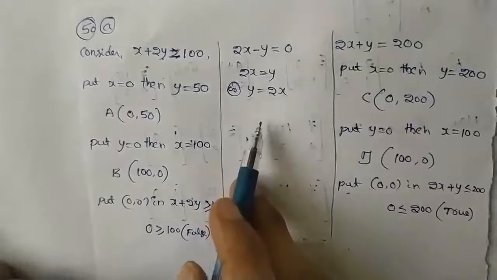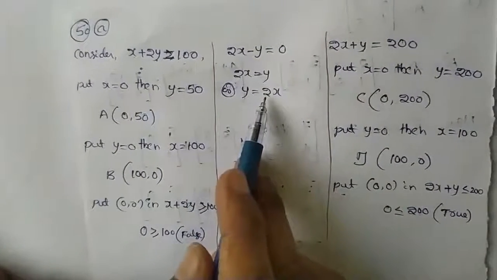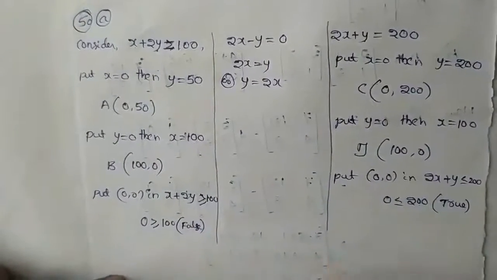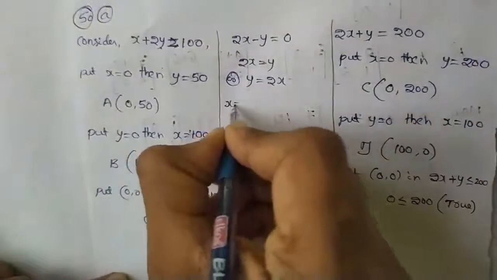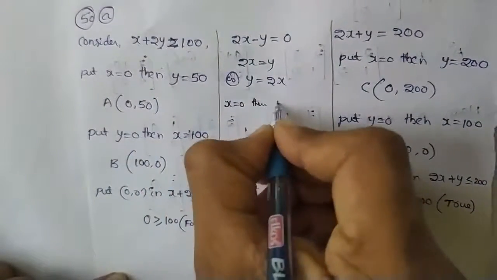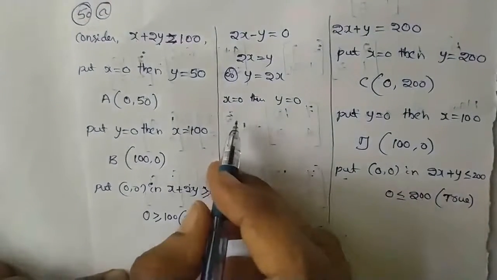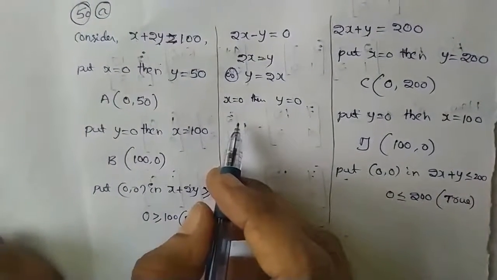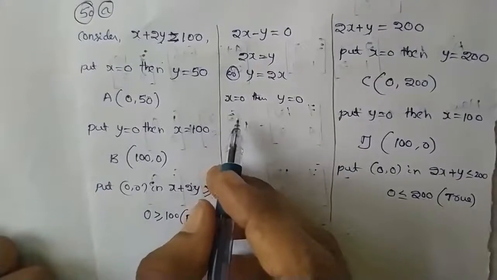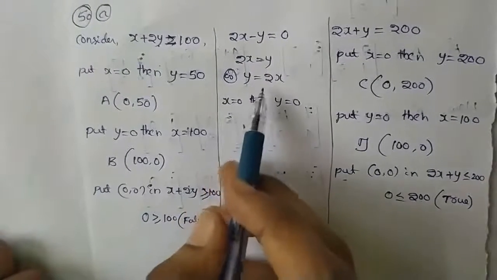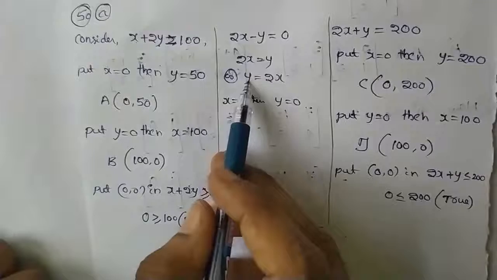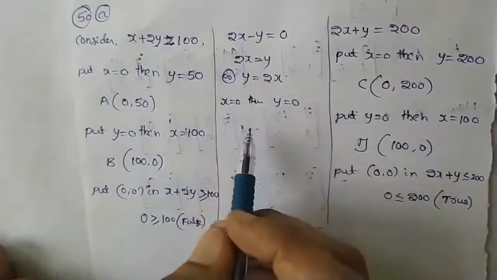It is a special case, y equals to 2x, which is a line always passing through the origin. So suppose if x equals to 0, then y equals to 0. If x equals to 2, then y equals to 4. If x equals to 6, then y equals to 12, like that. y value is 2 times of x.